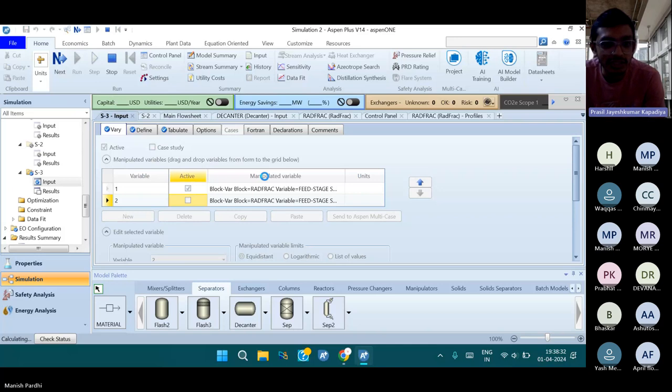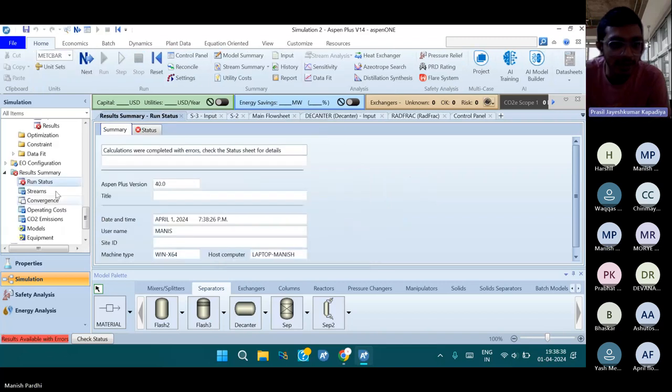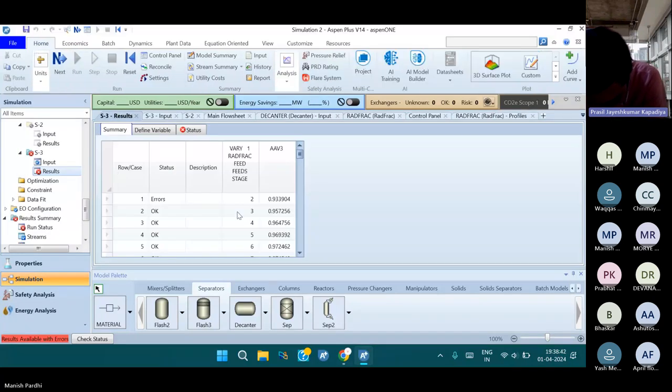Okay, let's wait. I just want to see the results. That's fine. Yeah, error. Okay, with error expected. Now go to sensitivity results. We varied feed stage, and in our case the ideal was 15th.